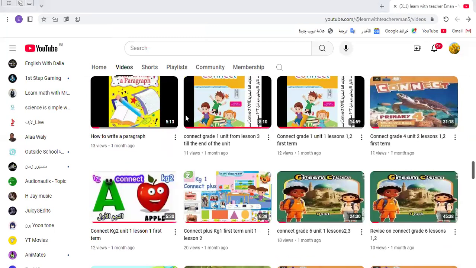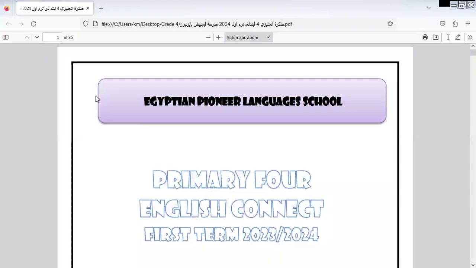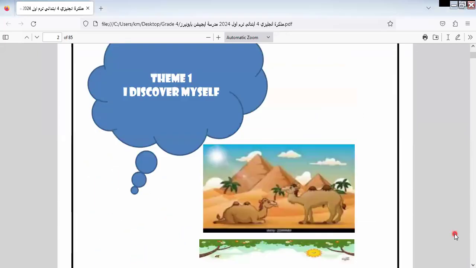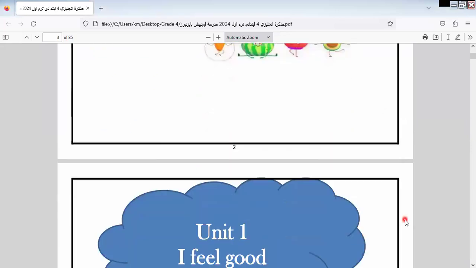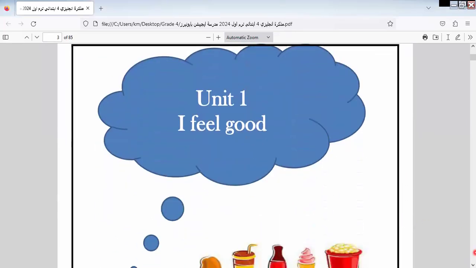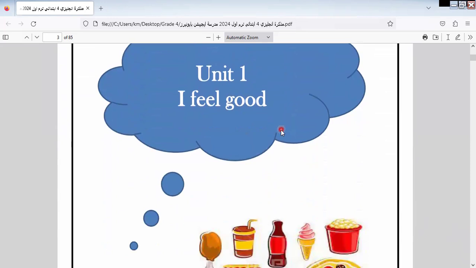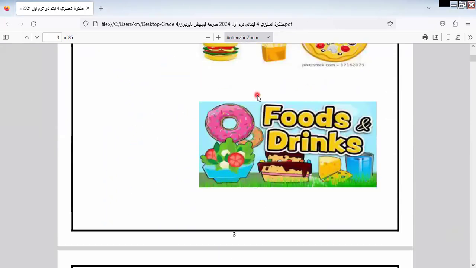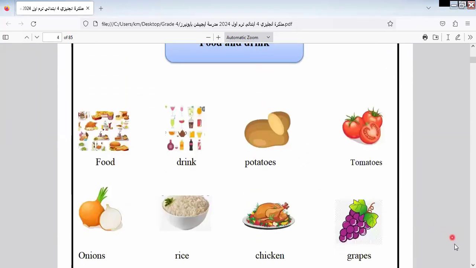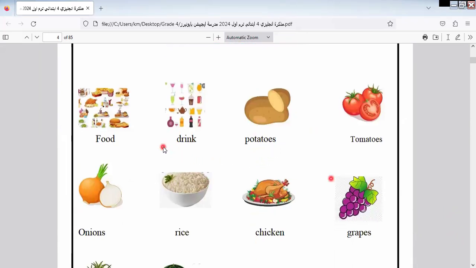Let's go to our revision today. In this video, I will make a quick revision on these units. I will remind you with unit 1 first. I would like to remind you of the vocab in this unit.